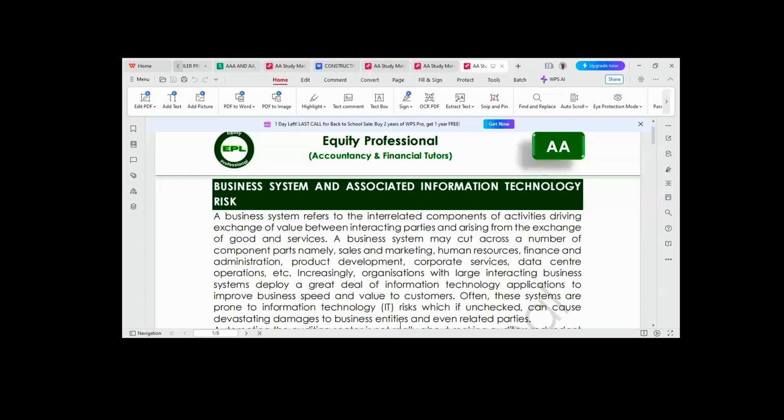Another way to look at the business system is to say that it cuts across a number of component parts, which is what I've said. Okay, the sales and marketing, human resource, finance and accounts, business development, product development, corporate services, data center, all of these, they are working together for the achievement of a common objective. For the what? For the continuing existence of the what? Organization. Okay?